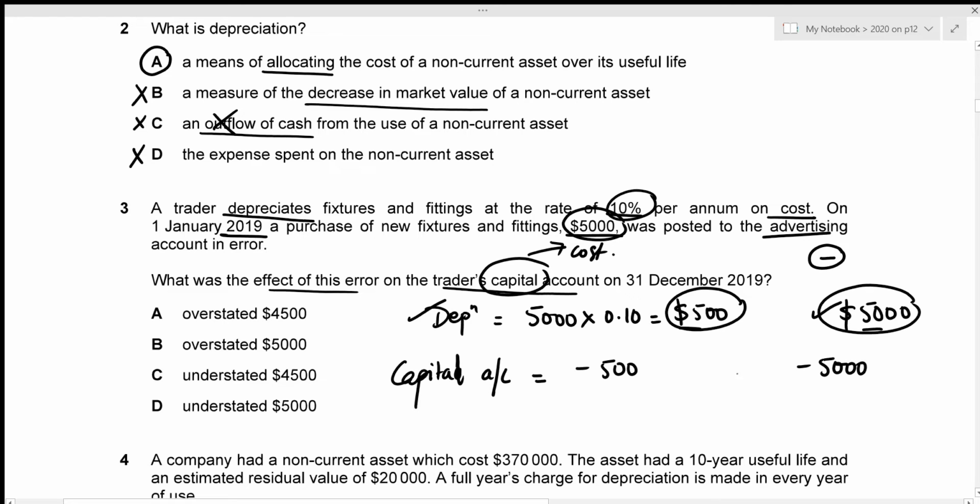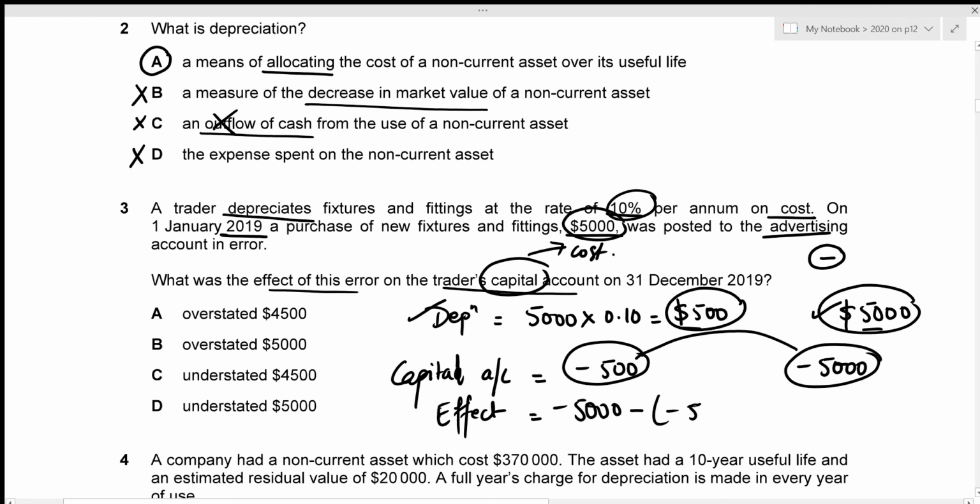Now our error is just going to be the difference between these two values, right? And negative will represent our understatement, whereas a positive sign will represent our overstatement. So let's figure out the difference or the effect. So our error is negative 5,000. So we need to subtract the actual amount that should have been reflected in our capital account, which is minus negative 500, right? So that's negative 5,000 minus a negative 500. Minus and a minus results in a plus, so that's plus 500. So our effect is negative 4,500.